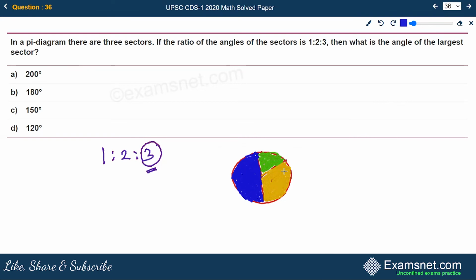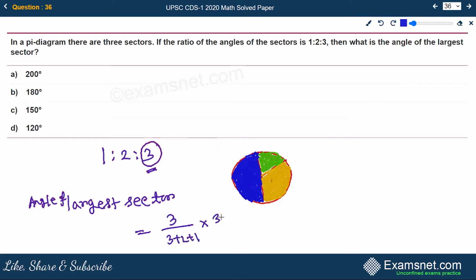So we know in a pie diagram, the complete angle is 360 degrees, correct? Now the angle of largest sector is 3 parts here. 3 by 3 plus 2 plus 1 multiplied by 360 degrees. So 3 by 6 multiplied by 360 degrees, that is 180 degrees. Yes, this blue colored part is the largest part, and the angle of this part is 180 degrees. Here option B is the correct answer.